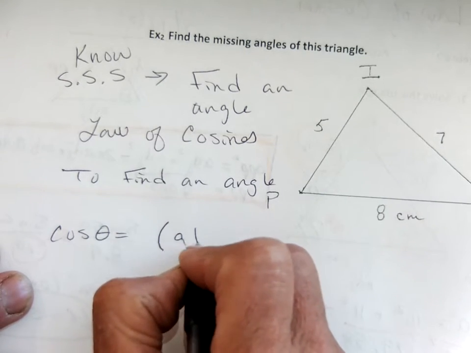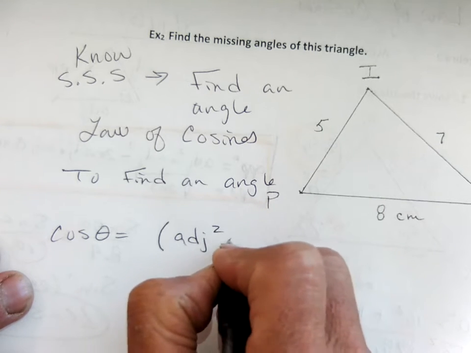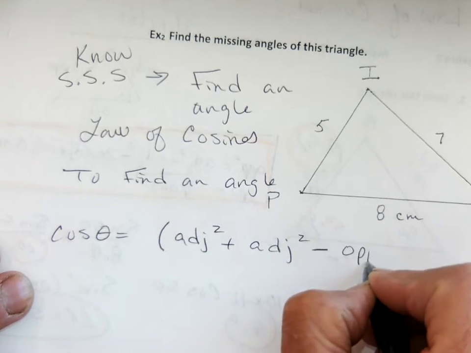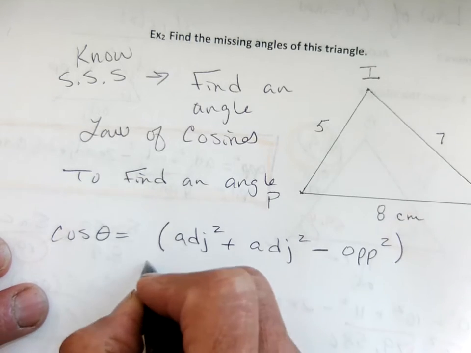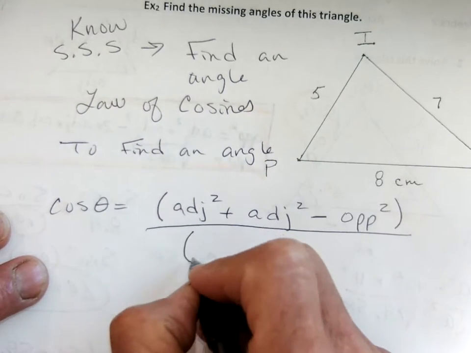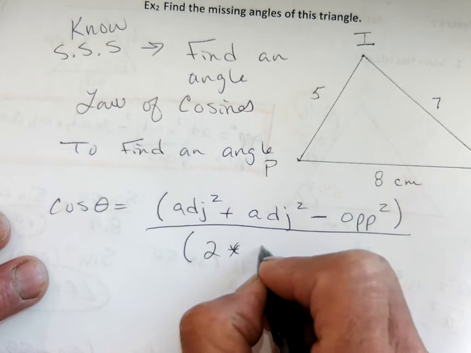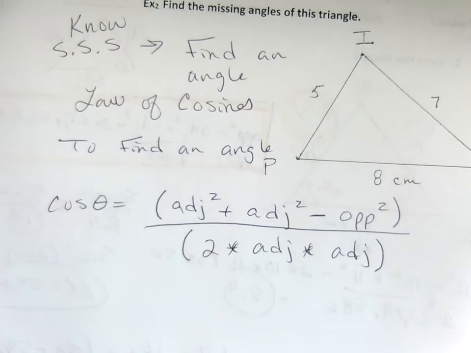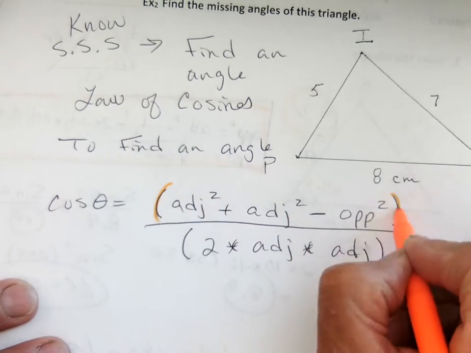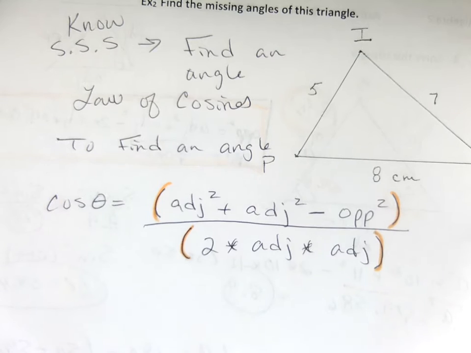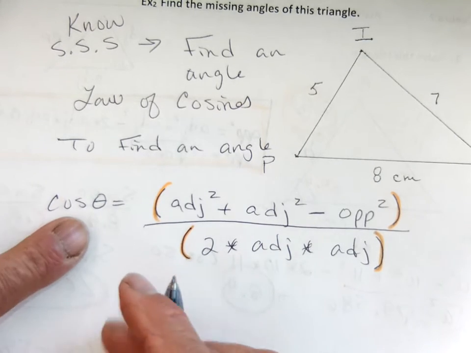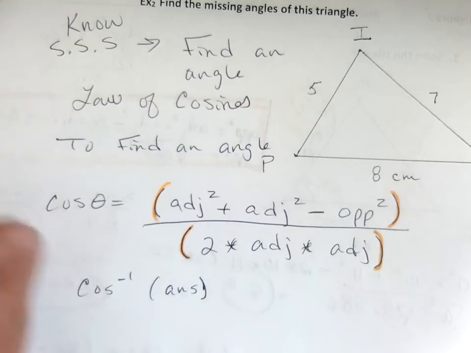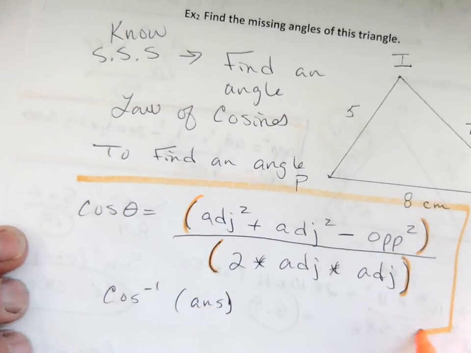You're going to go adjacent 1 squared plus the other adjacent squared, subtract the opposite side squared, parentheses, big division, divided by parentheses, 2 times my adjacent times my other adjacent, parentheses. Now the parentheses are super important because in the calculator you have to have the entire top divided by the entire bottom. Okay, so that's my formula. Then, since I'm looking for the angle, I'm going to take the cosine inverse of that answer. Okay, here's my law of cosines again, but written for the angle.